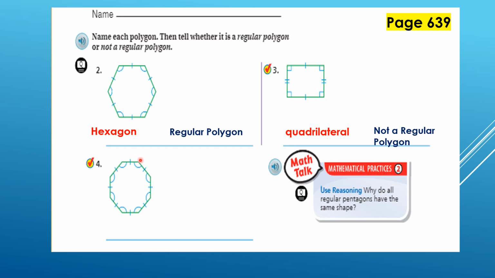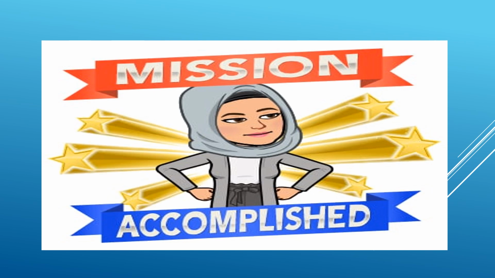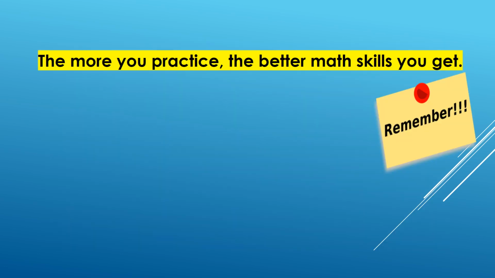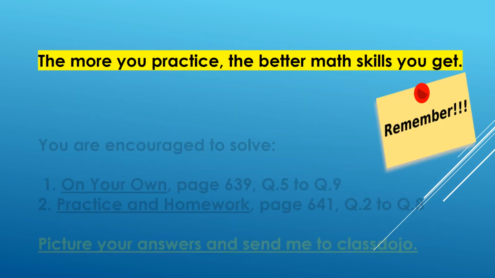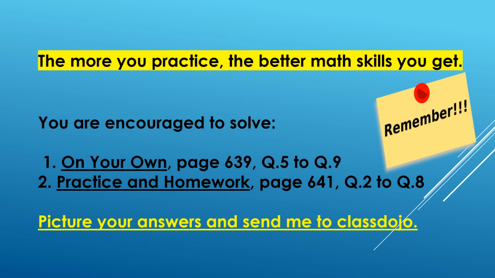What's the name of this shape, students? Just count the sides, the vertices, or the angles. Perfect. That's an octagon. Now, is it regular or not a regular polygon? Very easy. It's a regular polygon. Congruent sides, congruent angles. Now, mission is accomplished for this lesson. See how easy it is? Very fast, very easy. And remember, the more you practice, the better math skills you get.